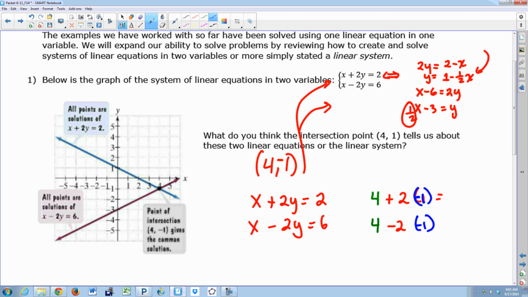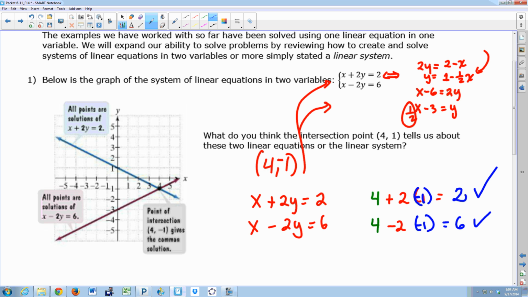I knew I made a mistake because I knew that didn't add to 2. So 4 take away -2 is... 4 minus 2 is 2. That checks. And 4 minus -1 is 4 plus 2, which is 6. That checks. So since it is a solution to both of those equations, you know something. You know if you were to graph this, that would be the place they intersect. So when you do the algebra and solve these systems, or when you solve these story problems and you get the answer, you should imagine that that's a point of intersection if you were asked to graph the equations.